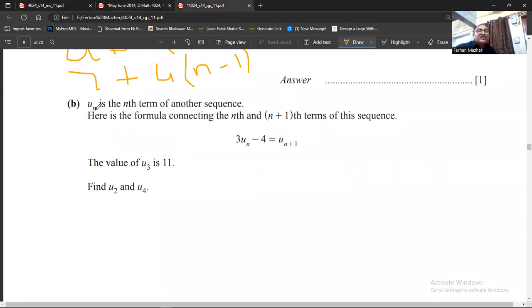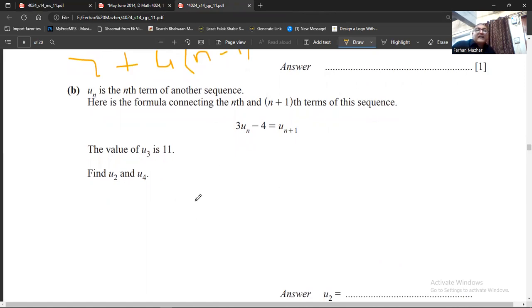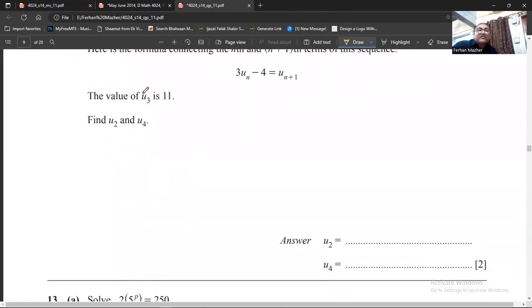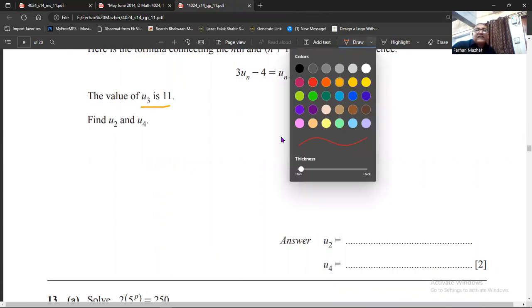He says u_n is the nth term of another sequence. Here is the formula connecting the nth term and the (n plus 1)th term, meaning the n term and the next term. Three times the nth term minus 4, you get the next term. Okay. So for example, I can show you one very important thing. So this is the third term. Here is 11.